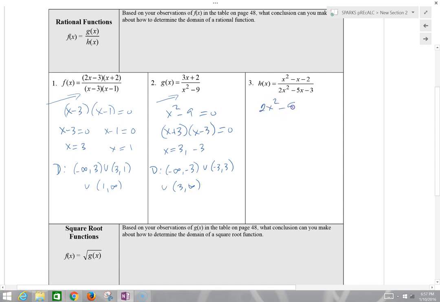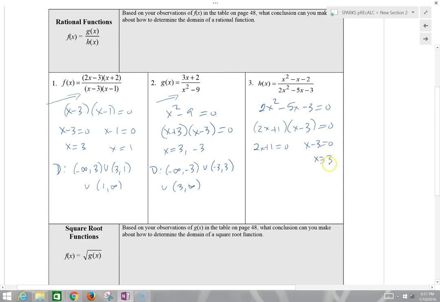2x squared minus 5x minus 3. We want that to be equal to 0. It's going to have to be 2x times x to get me 2x squared, and then two numbers that multiply together to get negative 3. I'm pretty sure that's it. Alright, so 2x plus 1 equals 0. x minus 3 equals 0.